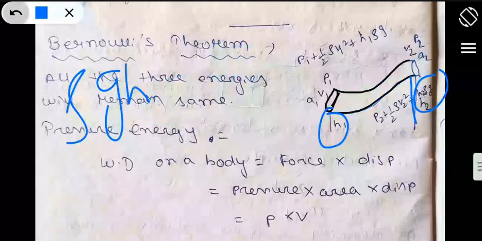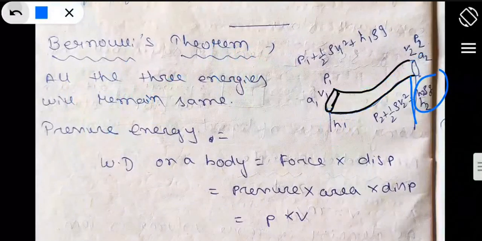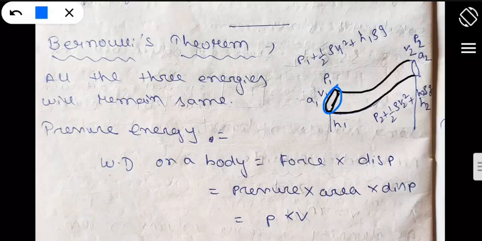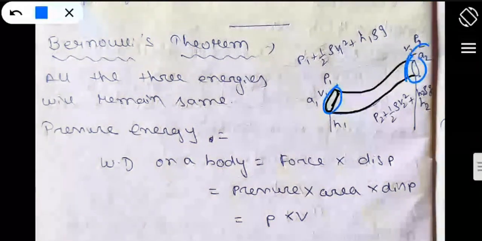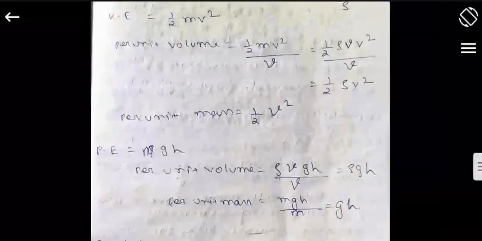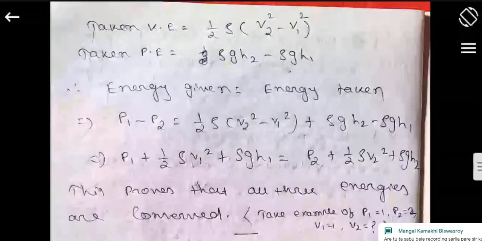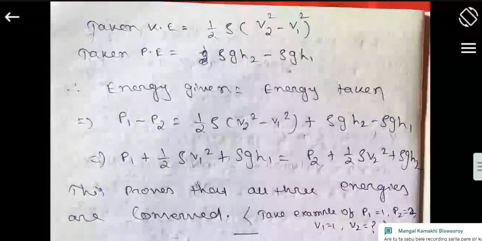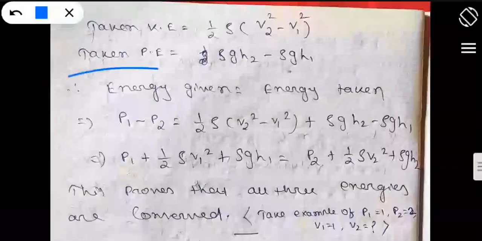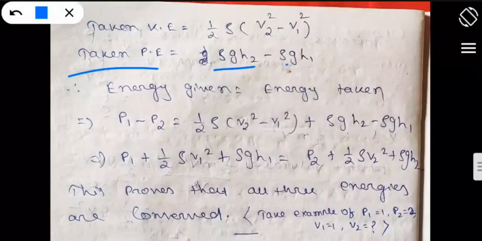And one more thing you can consider here. Here the velocity is quite small because the area is more, and here the area is less, that's why the velocity is more. But remember, always at the starting point the velocity is small, and during the course it will achieve the highest energy. So the potential energy taken is rho g h2 minus rho g h1.